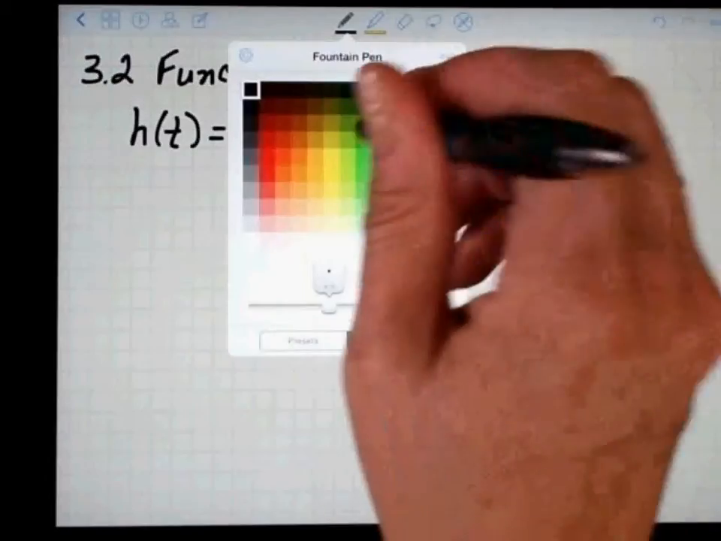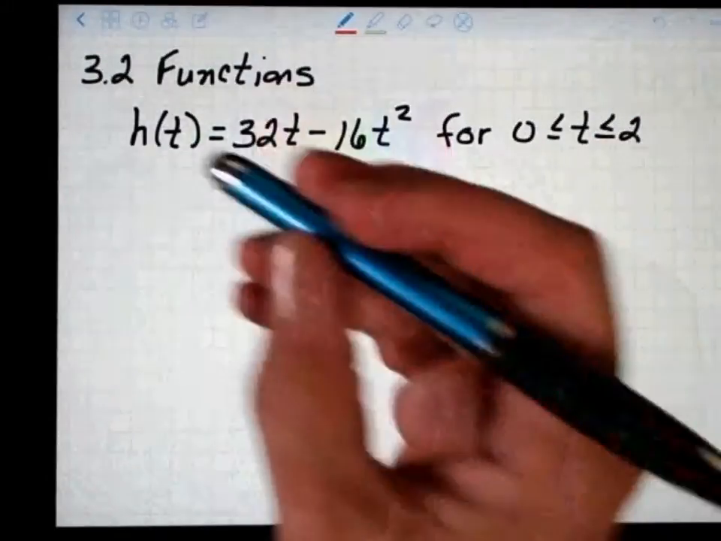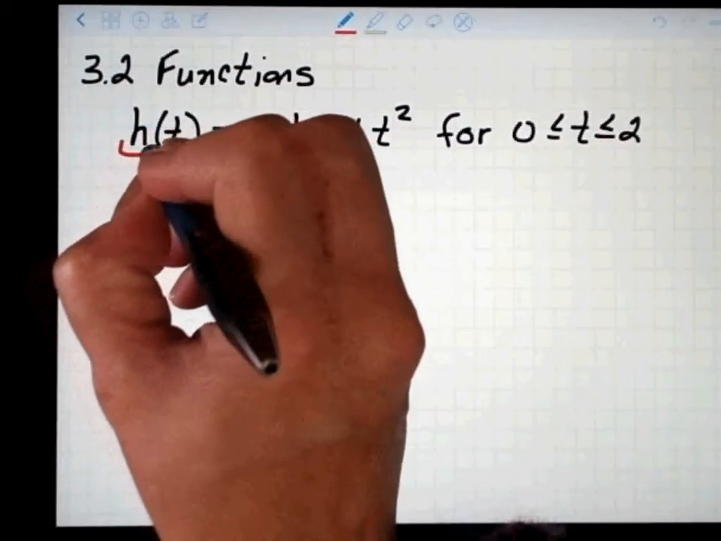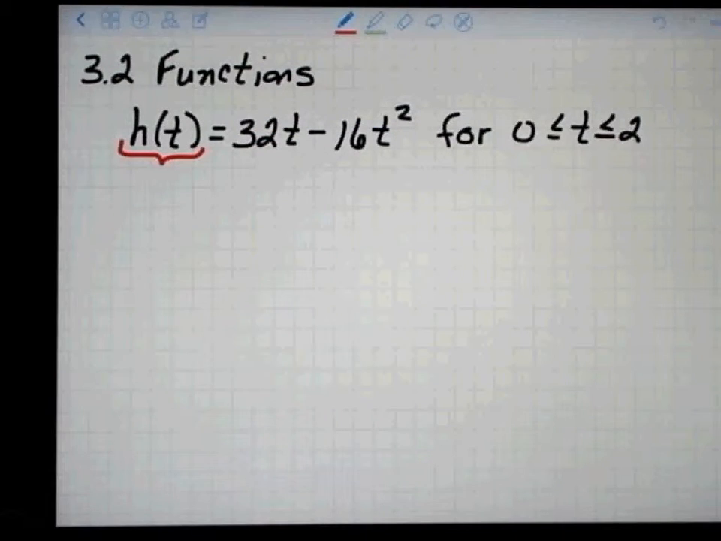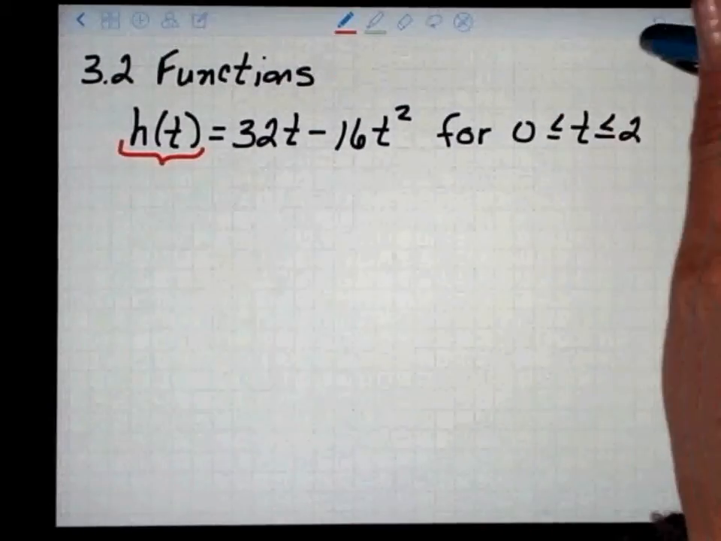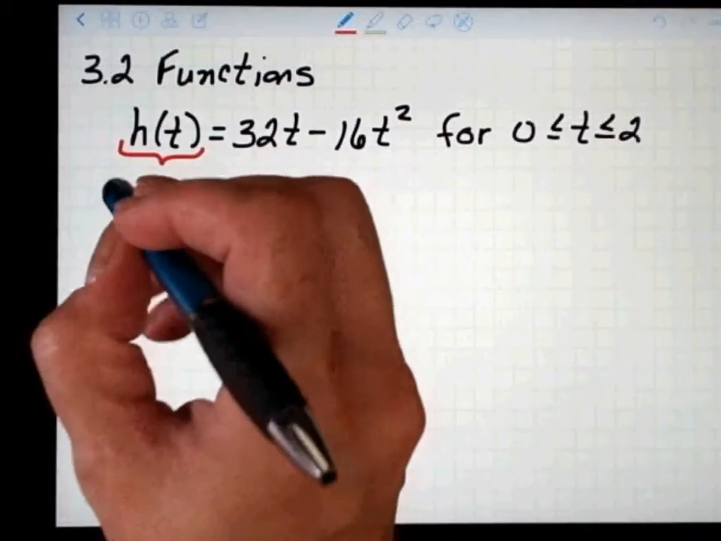So this function notation, this h of t bit right here, that's just a way of giving this equation a name. We're talking about the height of the ball, so we named it h. We could have named it height. We could have named it George. We could have named it Filippo. H is easier to write, so we write h. H is the name of the function.